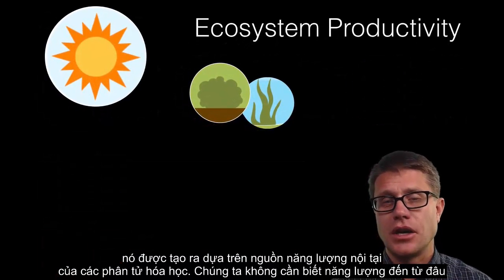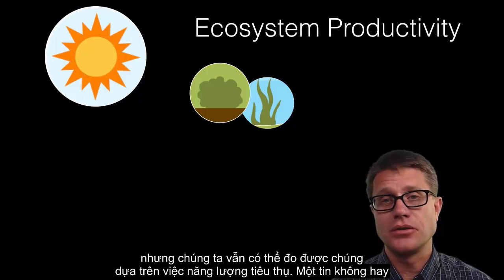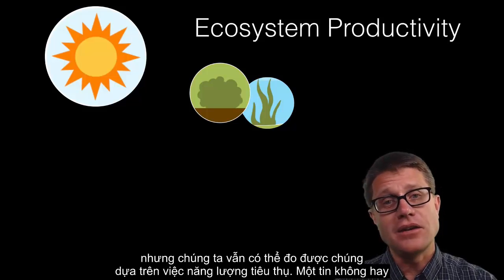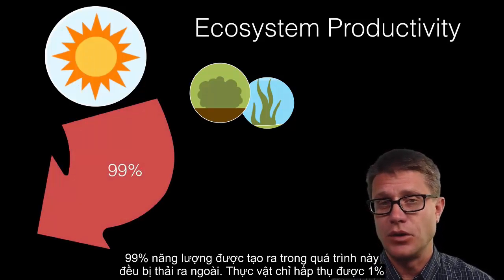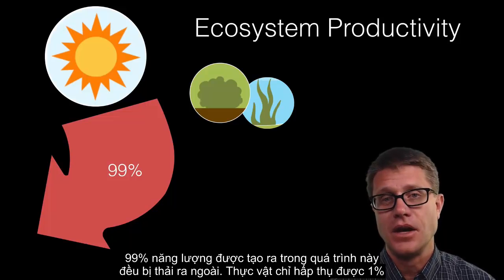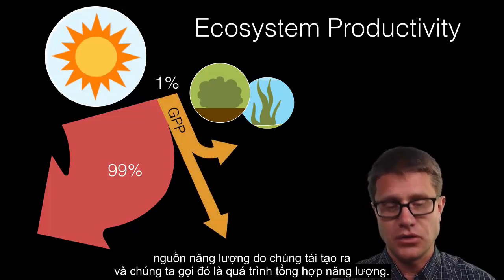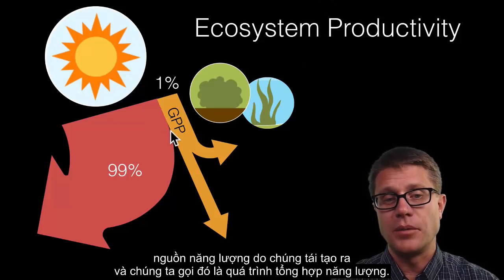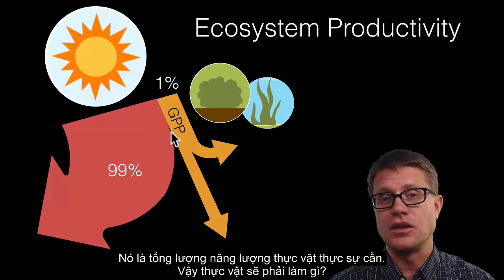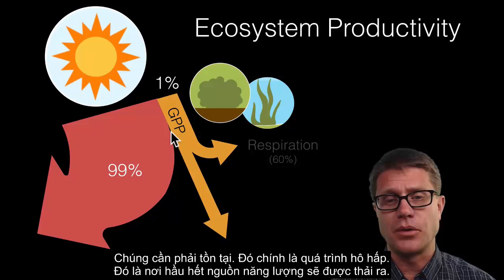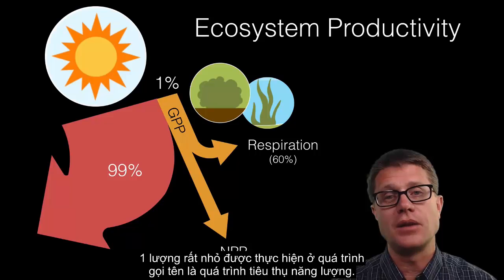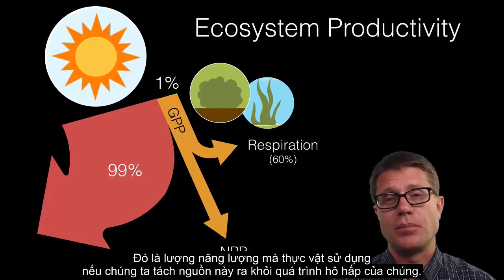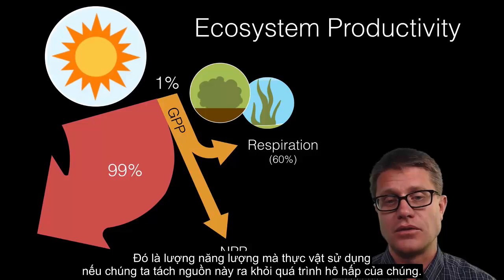So no matter where the energy comes from, we can measure the amount that gets into the producers using productivity. Now, the bad news is that hardly any of that energy actually gets into the plant. 99% is going to move through it, bounce off of it. The plant doesn't get it. Only 1% actually goes into the producer, and we call that the gross primary productivity. It's the amount of energy that the plant actually gets. Now, what's the plant going to do? It has to survive. And so it's doing respiration. That's where most of the energy goes. And a small percent of it goes to what's called the net primary productivity. That's the amount that the plant gets if we subtract the amount that it used for respiration.